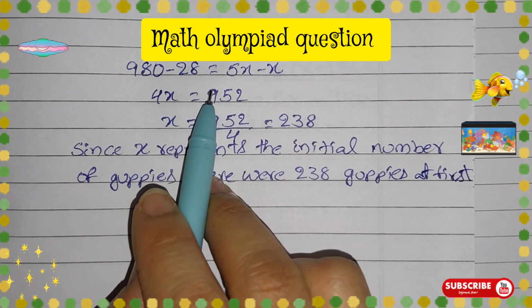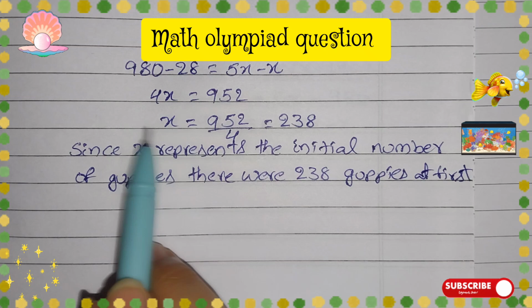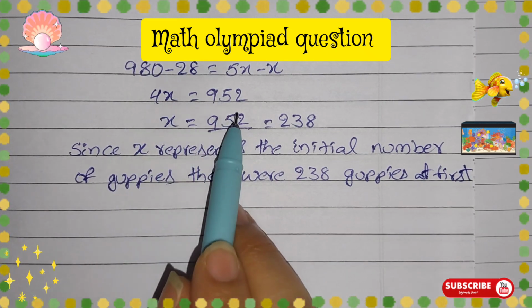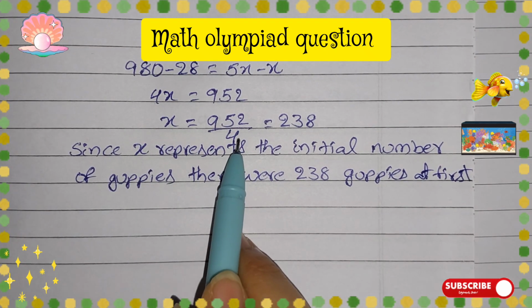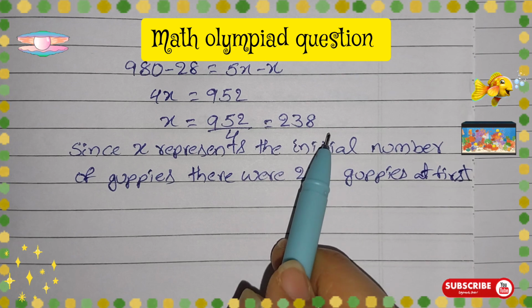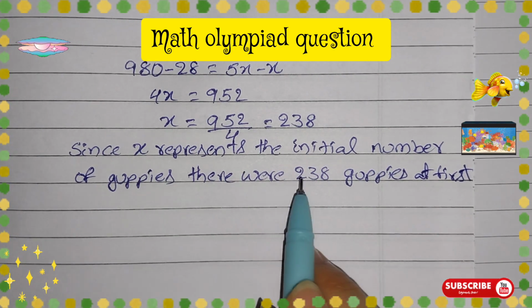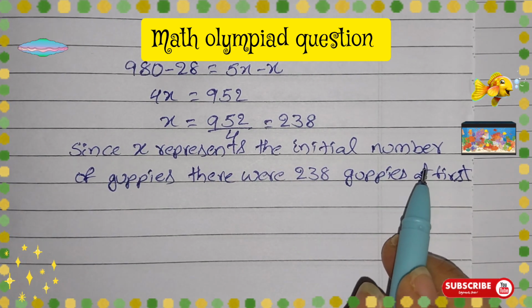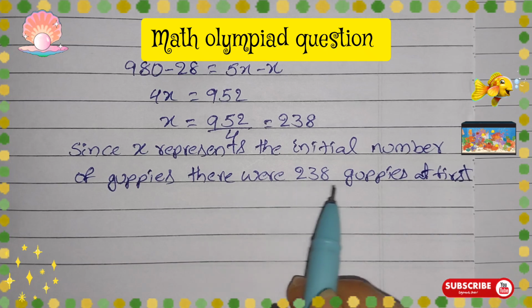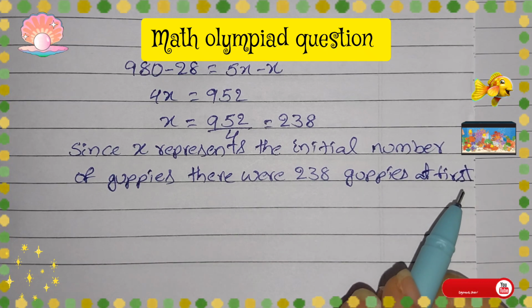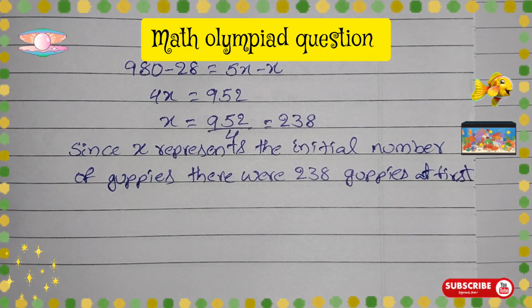980 minus 28 equals 5x minus x. 4x equals 980 minus 28, which is 952. x equals 952 by 4 equals 238. Since x represents the initial number of guppies, there were 238 guppies at first.